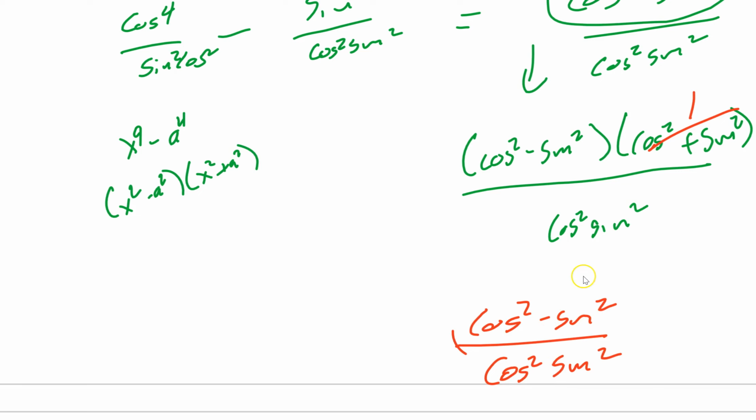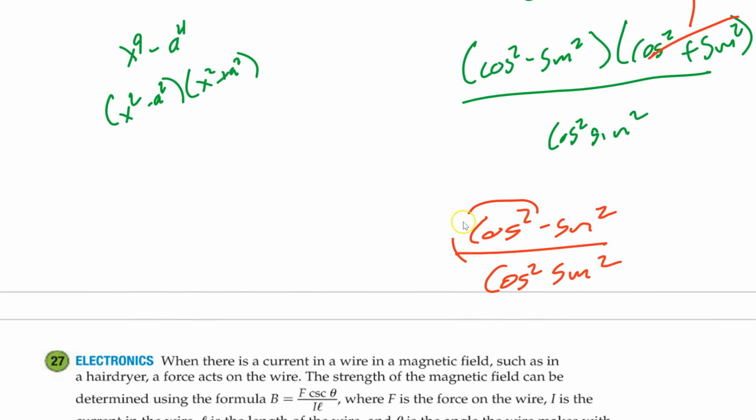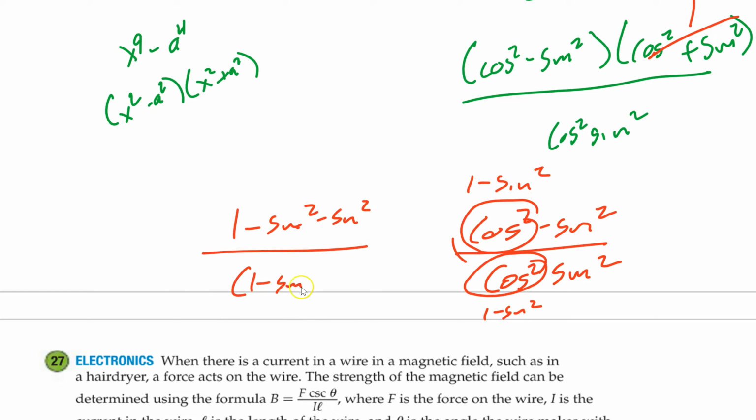If I want to do anything, since I want it in terms of sine, I'm going to change this cosine squared to 1 minus sine squared, only because I want everything in terms of sine. So I'm going to get 1 minus sine squared minus sine squared over 1 minus sine squared times sine squared. Then I just get 1 minus 2 sine squared over, distributing sine squared, sine squared minus sine to the 4th. That's pretty much it. That's as far as it could go.